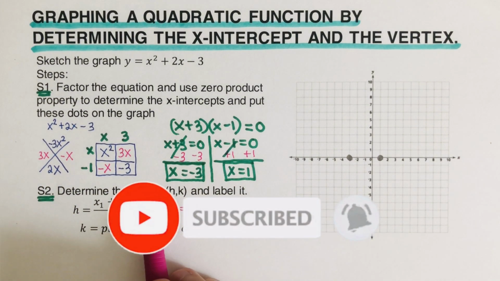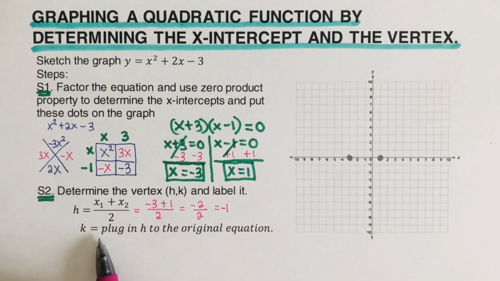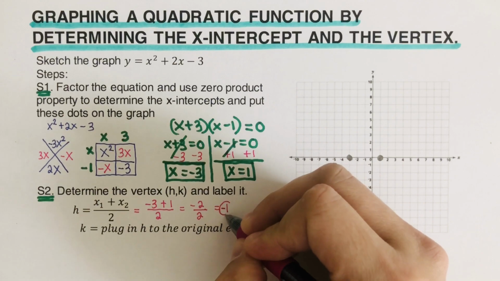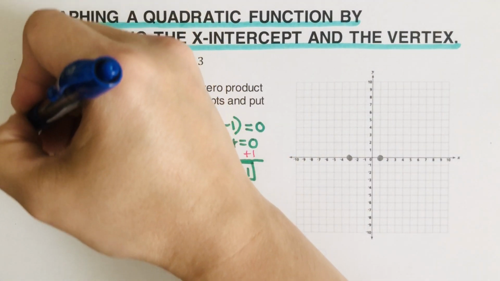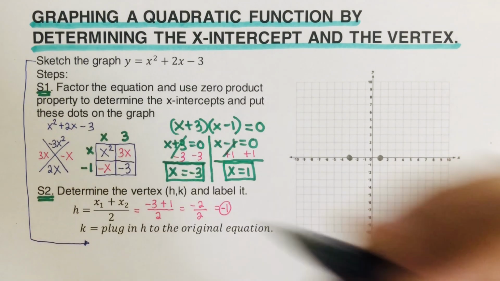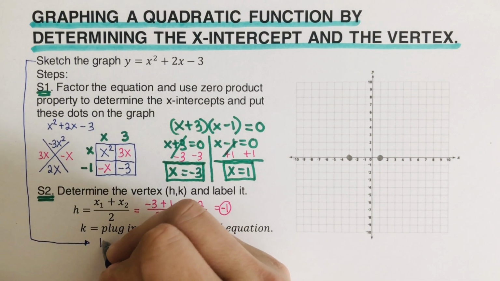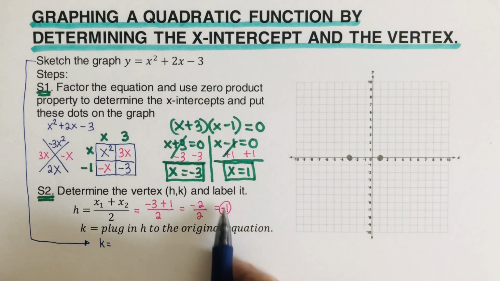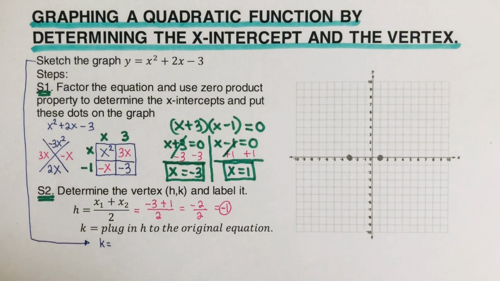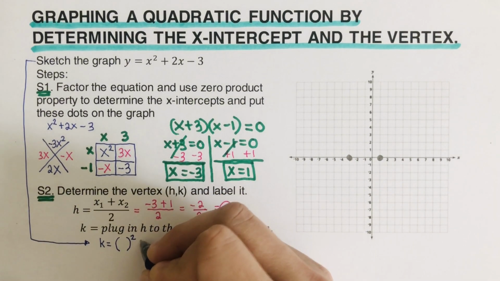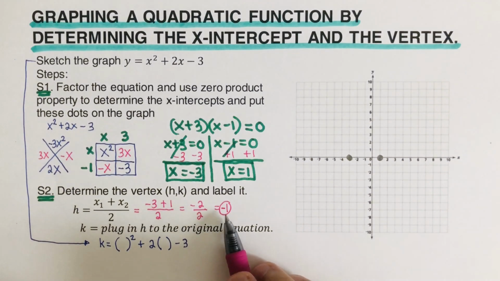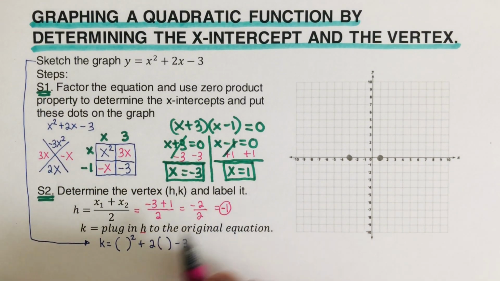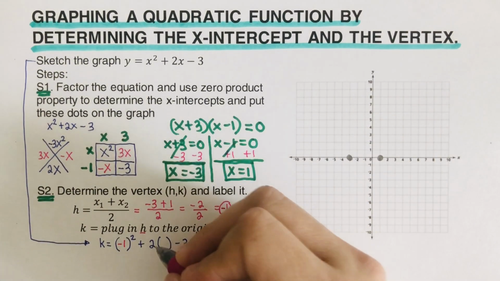To find the k, again, the vertex is represented as (h, k). To find the k, we are going to plug the h, whatever we got over here, into the original equation. So I will put the arrow down here. That means we will use the original equation in order to solve for k. So k is equal to, again, we plug this in. Remember the secret to plugging in values? We change the x to parentheses before we plug it in. So this would be parentheses squared plus 2 parentheses minus 3. We are supposed to plug in the h, so whatever h we got here, plug it in here. So this is negative 1 and negative 1.